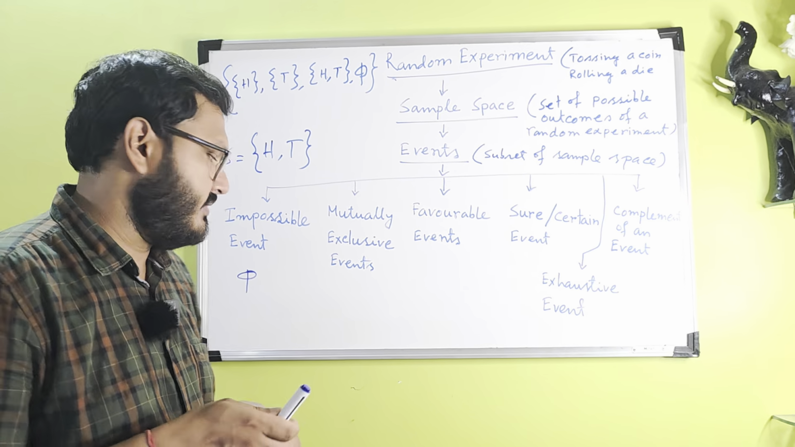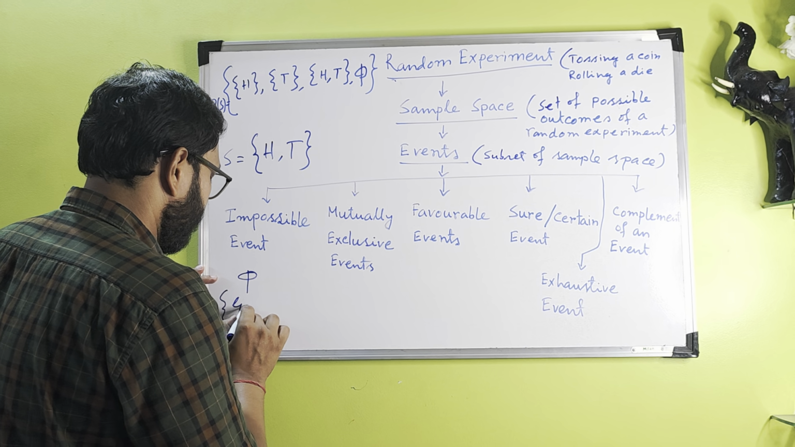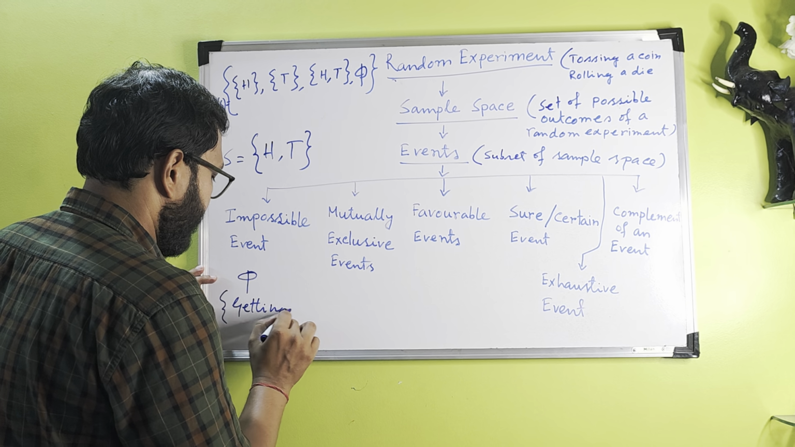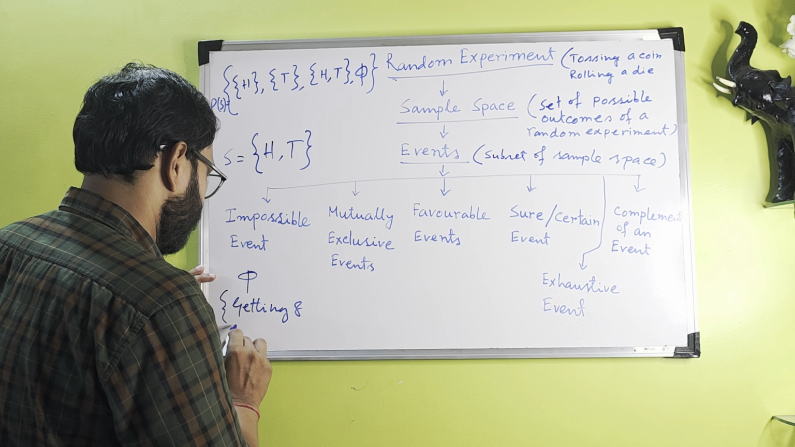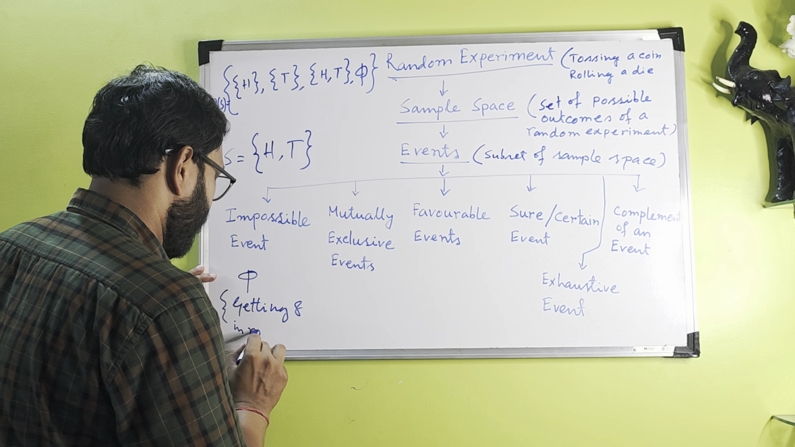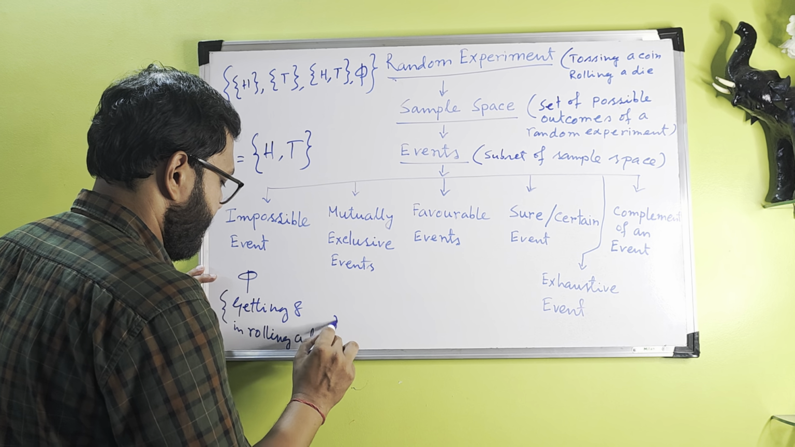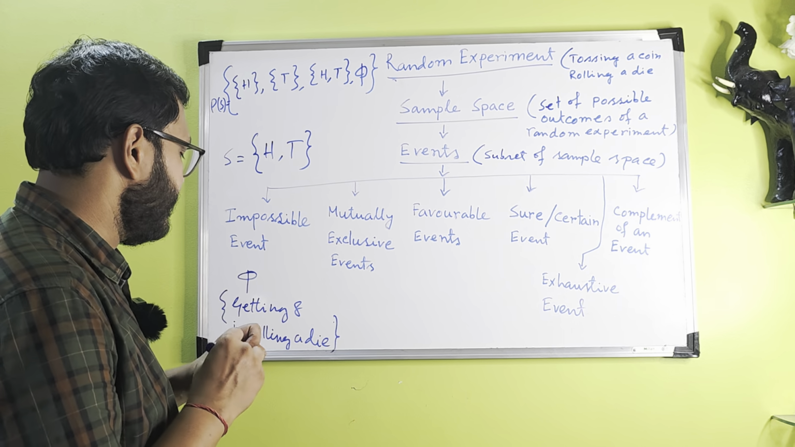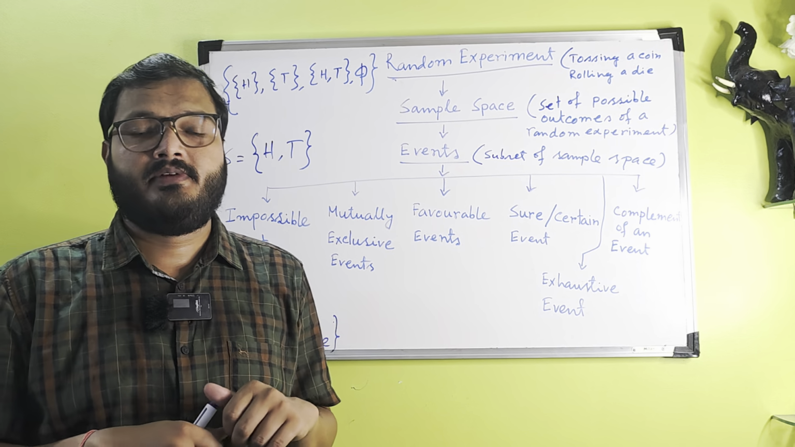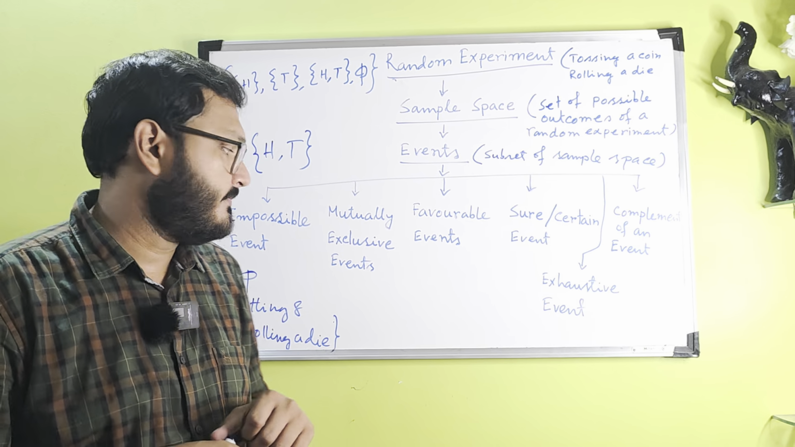You understood the example. Getting 8 is an example of an impossible event. I hope it's clear. What is an impossible event?